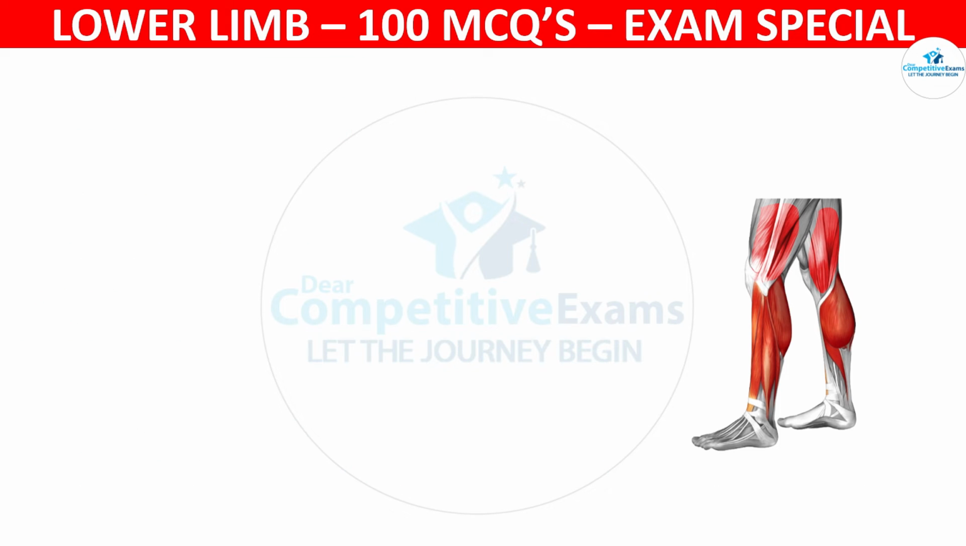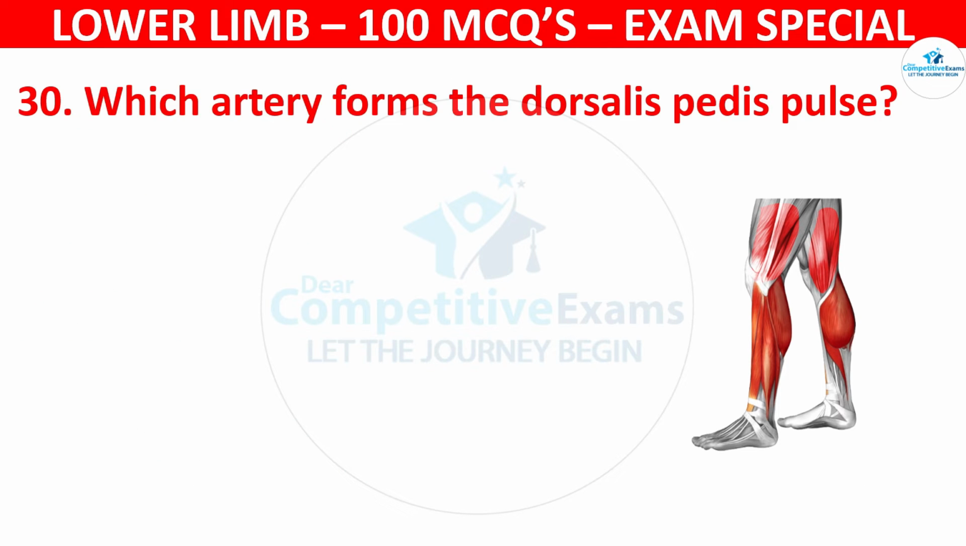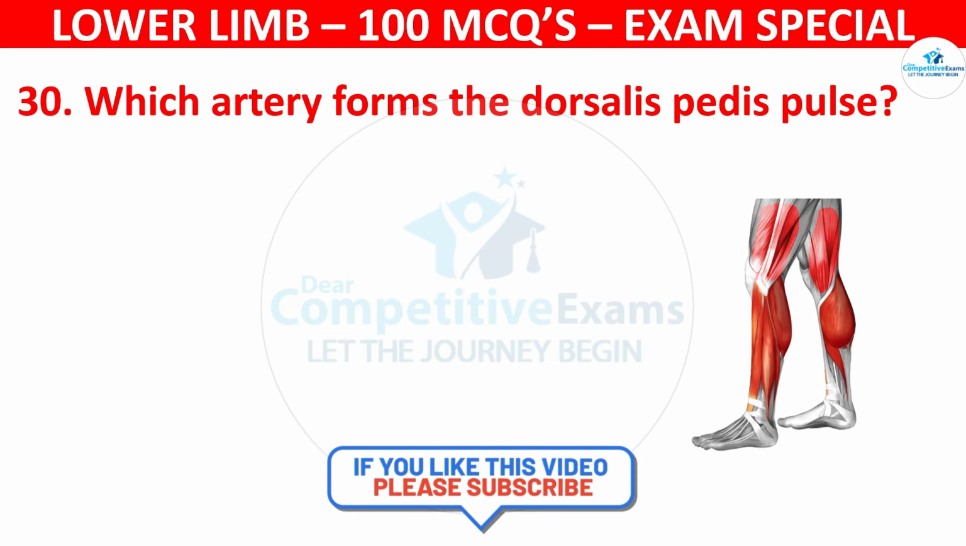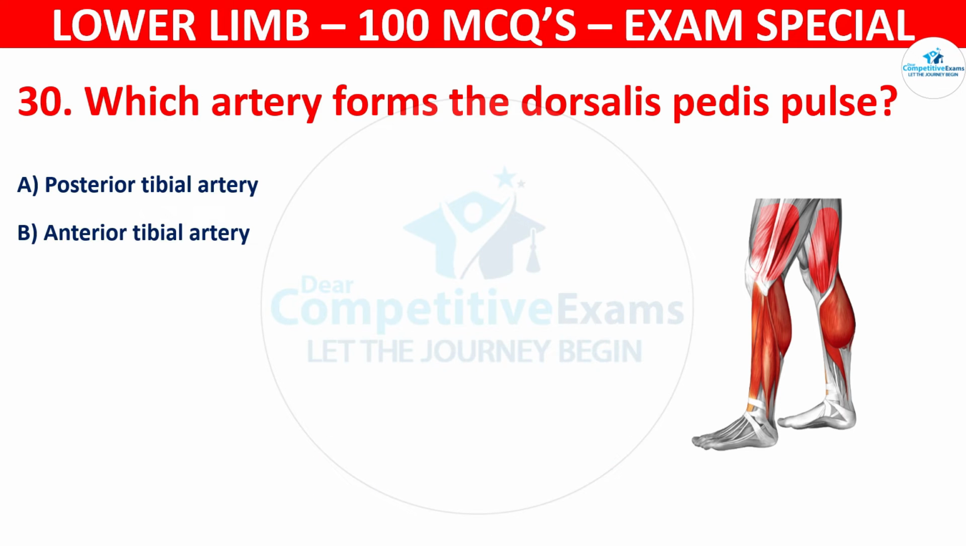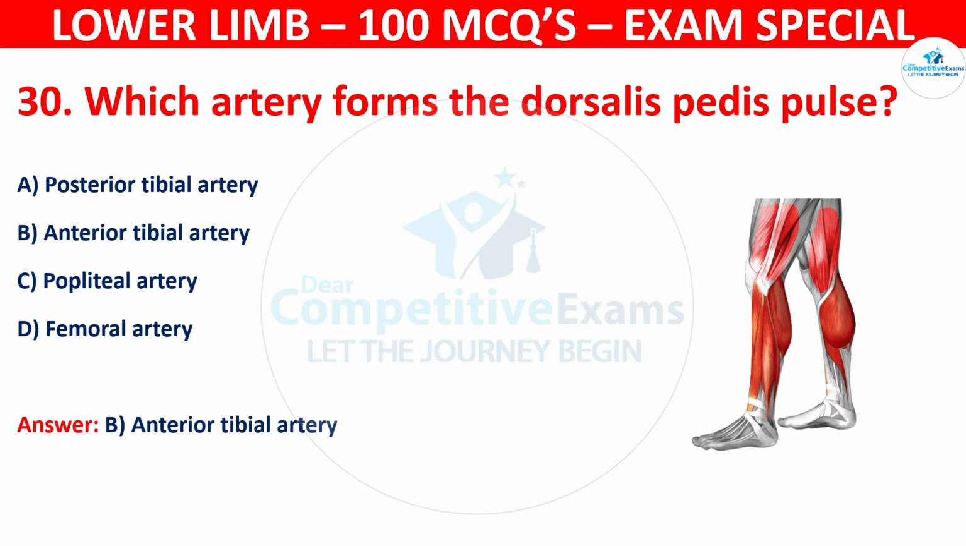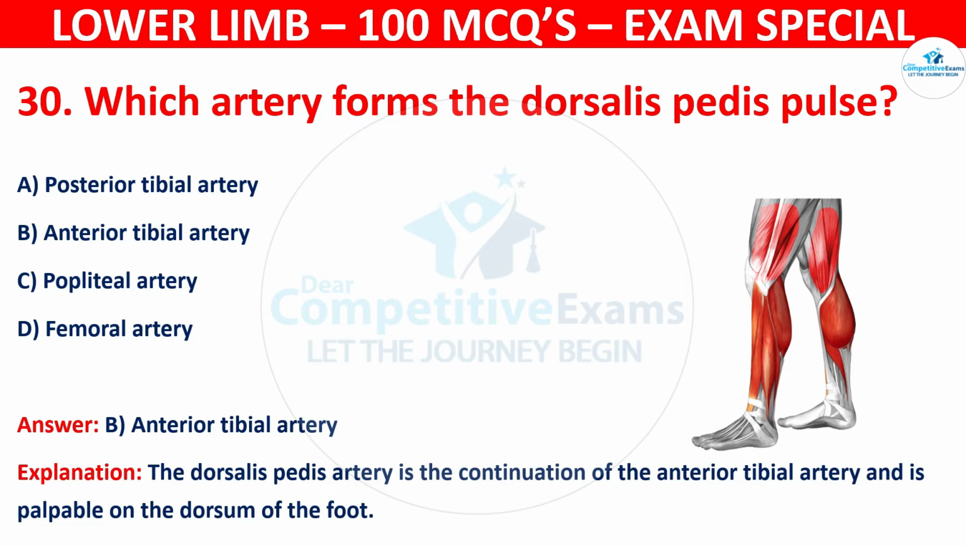Question number 30. Which artery forms the dorsalis pedis pulse? Your options are posterior tibial artery, anterior tibial artery, popliteal artery, or femoral artery. The correct answer is B, that is anterior tibial artery. The dorsalis pedis artery is the continuation of the anterior tibial artery and is palpable on the dorsum of the foot.